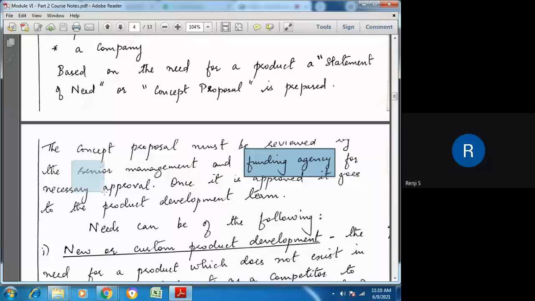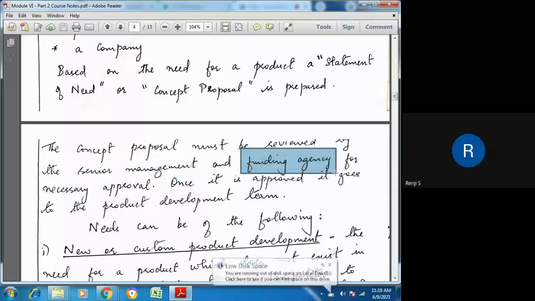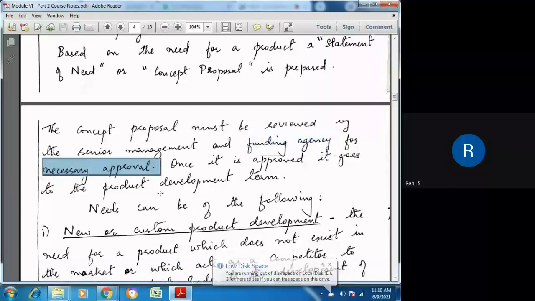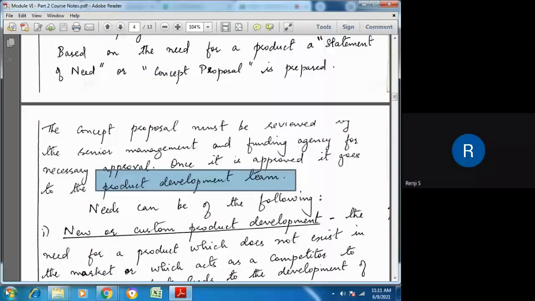So it is reviewed by the senior management. If it is a company that is going to develop the product, then it will be reviewed by the senior management and the funding agency in that organization for necessary approval. Once it is approved, it goes to product development. Once the management agrees to develop the product or the funding agency gives the assurance that it is cost effective, then the statement of need or the concept proposal will be passed to the product development team.